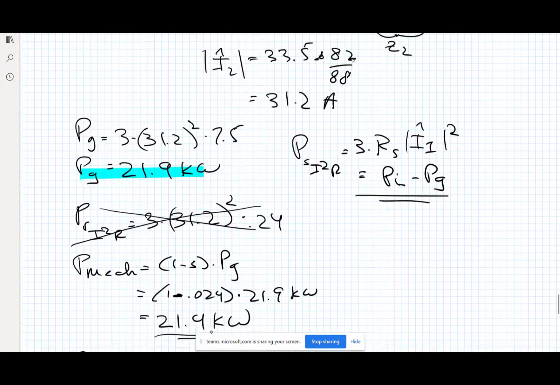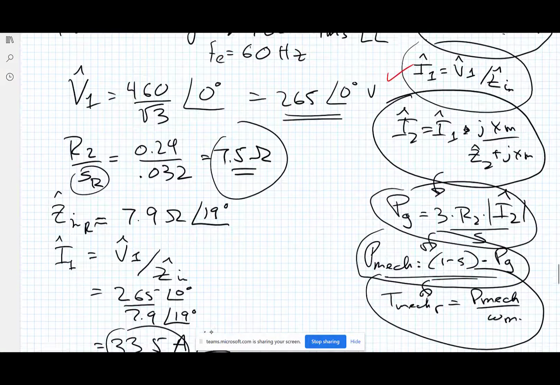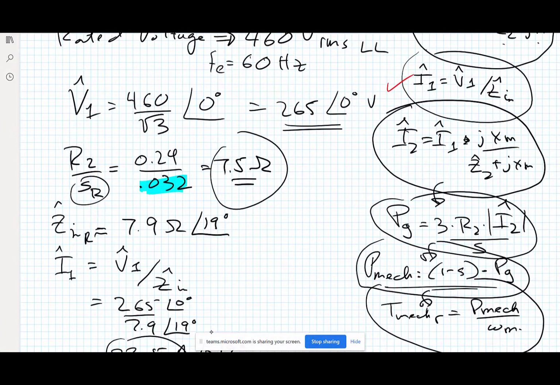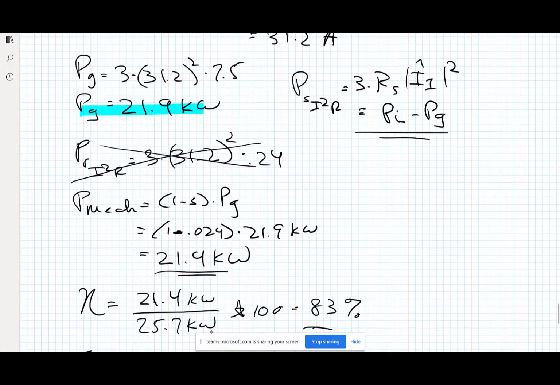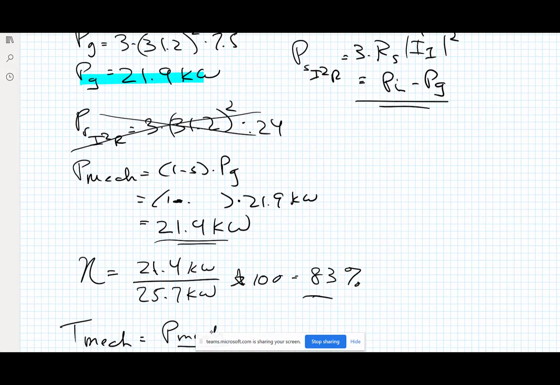You know what I think I did? I was changing my slip number. I know what I screwed up. It's not 0.024. It's 0.032. I put 0.024 because it was going so fast. This is wrong. 0.032. 1 minus 0.032 times 21.9. That's a lot better. 21.2.